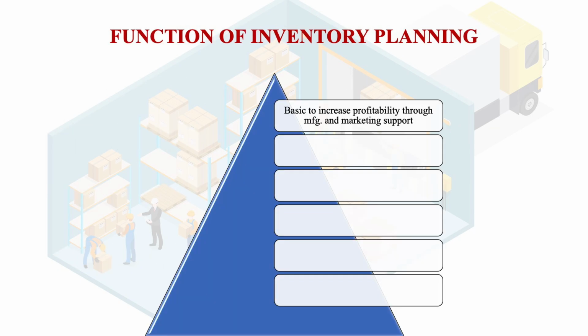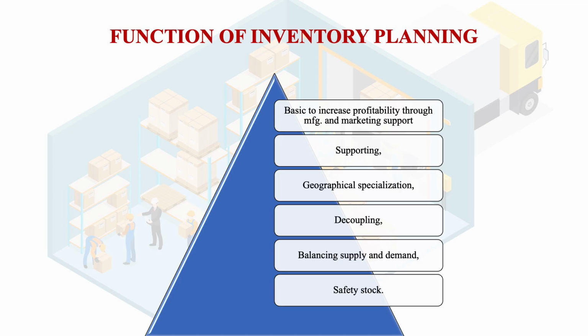The function of inventory, basically, is to improve profitability through manufacturing and marketing support, supporting geographical specialization, decoupling, balancing supply and demand, and safety stock. These are the types of inventory on which the inventory depends.